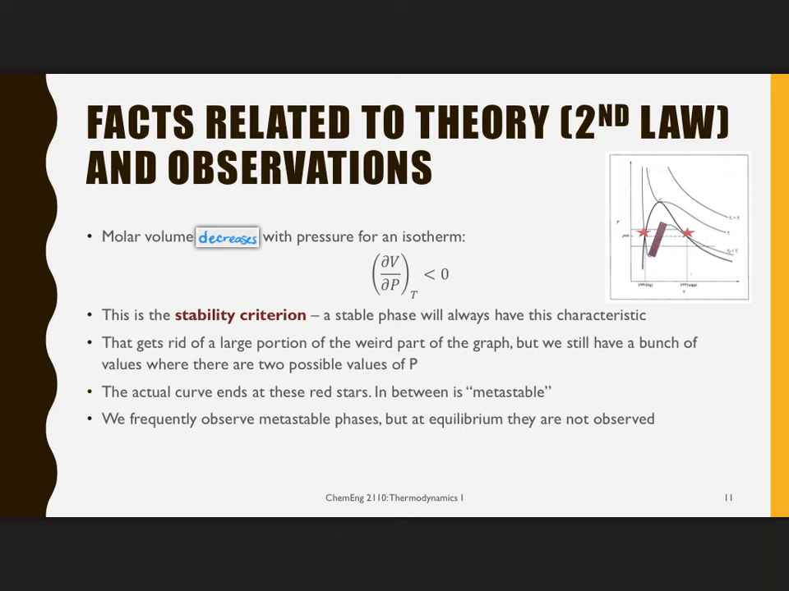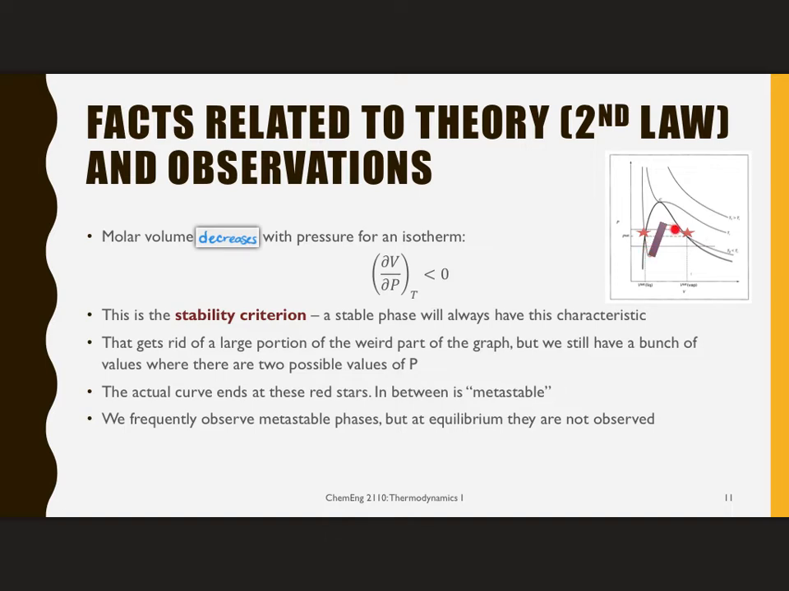So we know this part is not physically possible, okay? This is called a stability criterion, and any stable phase is going to have this criterion, that as I decrease the pressure, the volume will increase. Okay, dV/dP is negative. So this gets rid of this large portion of the weirdness of the graph, but I still have these other portions here and here that are also not physically possible, okay?